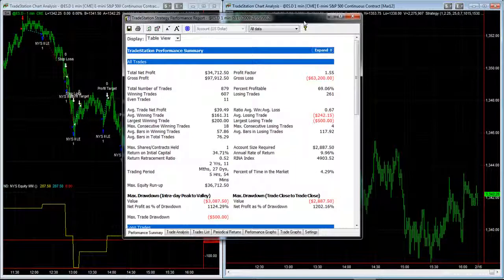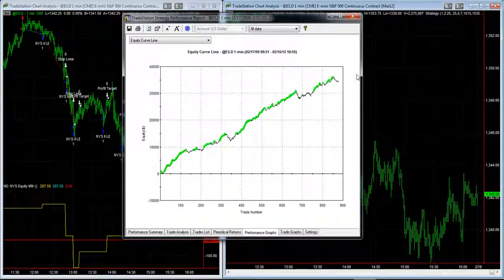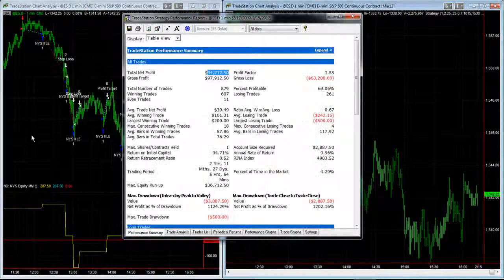This is what we get: $39.49 average profit per trade, $3,000 drawdown, 34.7, 12.50. Let's look at the performance graph. Pretty good equity curve, not as good as this one, but this is actually more tradable with 39.49. We're on the threshold there of a profitable strategy that can actually turn a profit, 69% profitable.